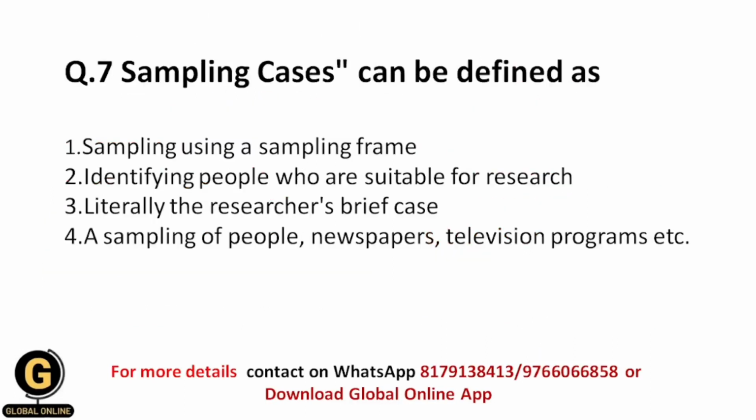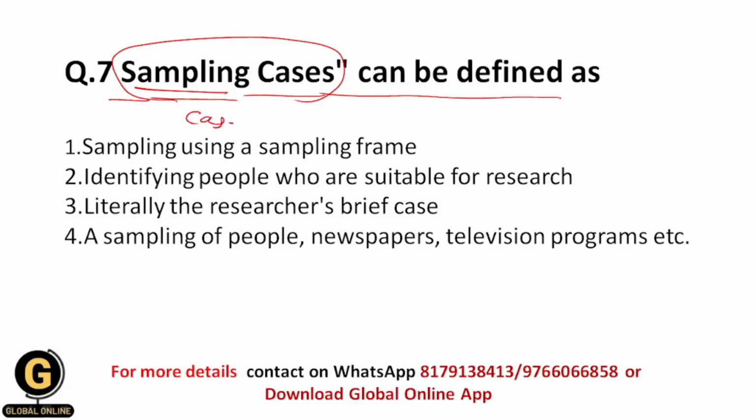Now in this question, sampling cases can be defined as. What is the definition of sampling cases? As the name suggests, these are the cases, and sampling means the number of samples. So the samples that we use in the case study research can be anything, for example, number of people, number of newspapers, number of anything.